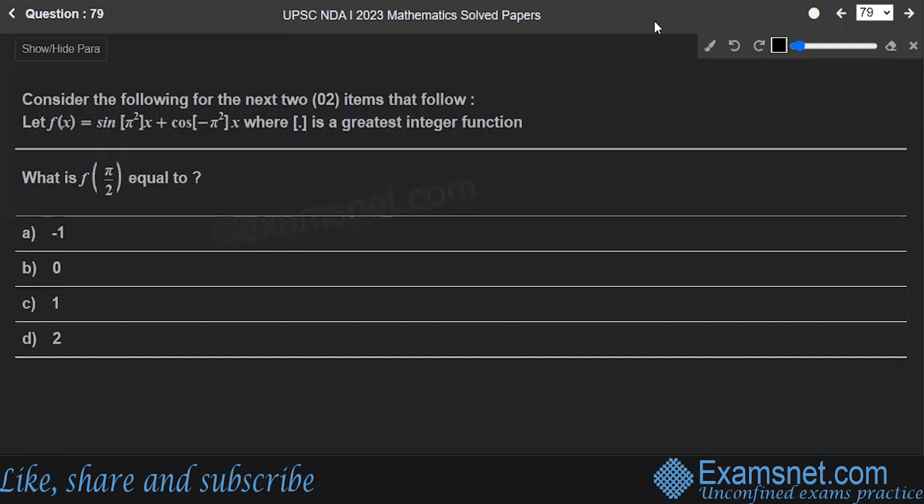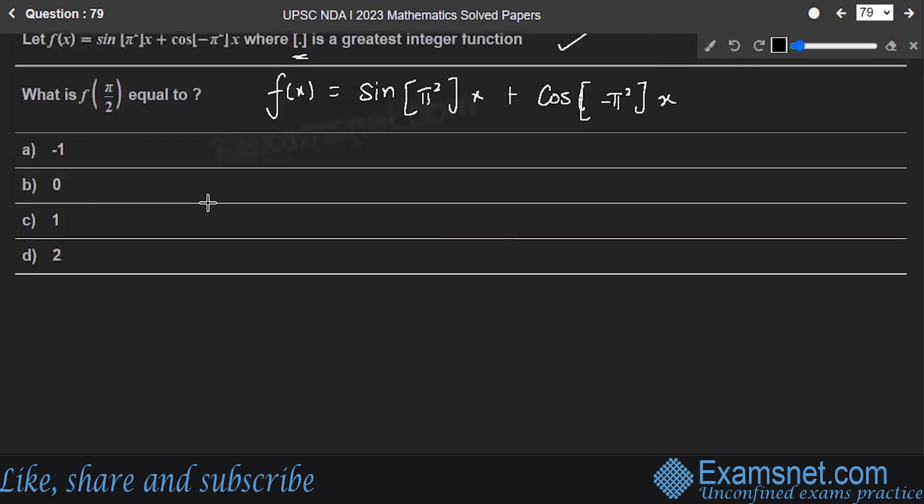Question number 79. 79 and 80 are going to be based on this particular statement, which is f(x) is equal to sin of pi square x plus cos of the greatest integer function of minus pi square x, where this is the greatest integer function. Now in this question, first of all, we have to make it simpler. You know, the value of pi is equal to 3.14. Pi square is equal to 9.859.